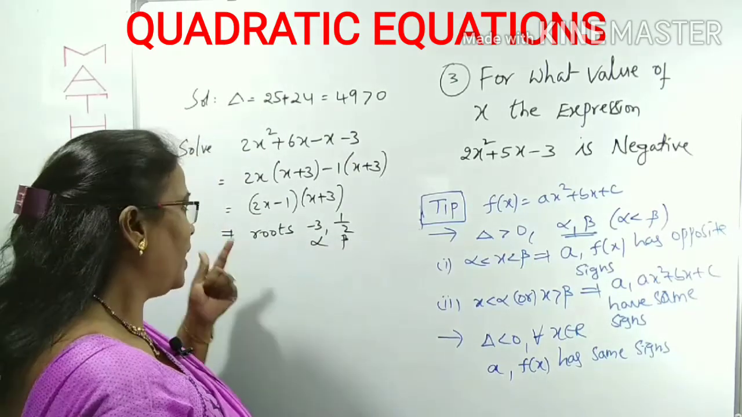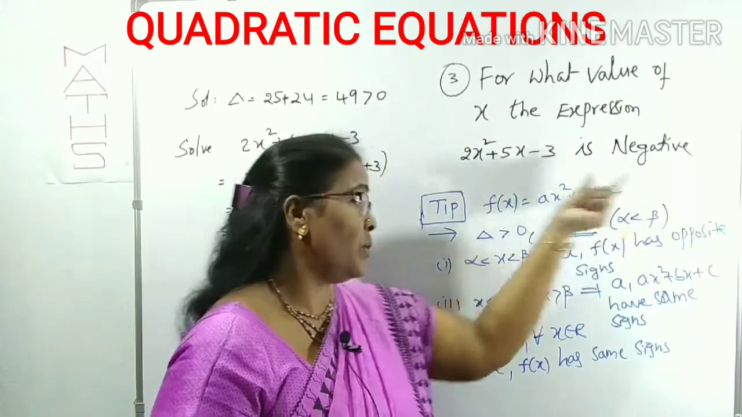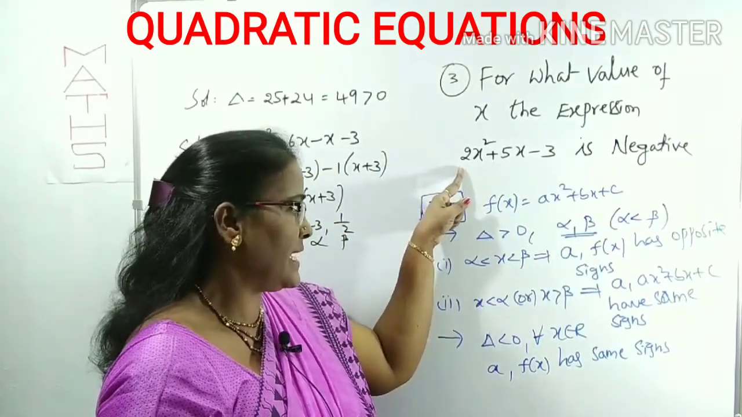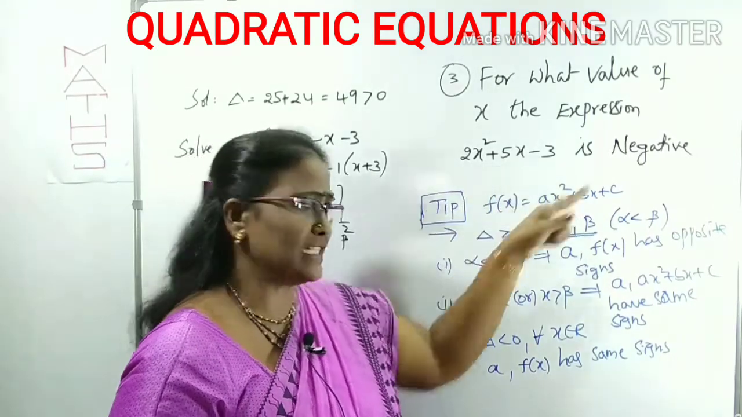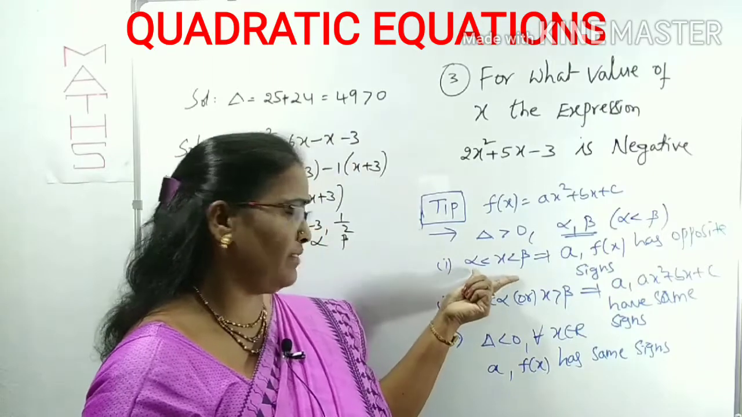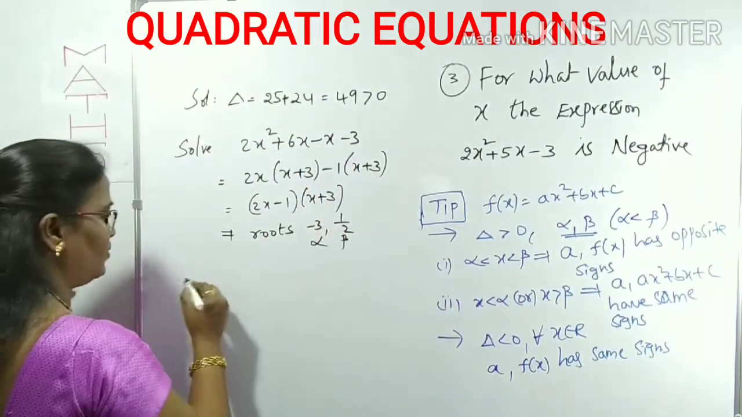That's it. Now we have to recognize that it is already given as negative. What is A? The x square coefficient is 2, which is positive. A is positive and the expression is negative, which means both have opposite signs. For what value of x? When x lies between alpha and beta. That's it. What is the solution?